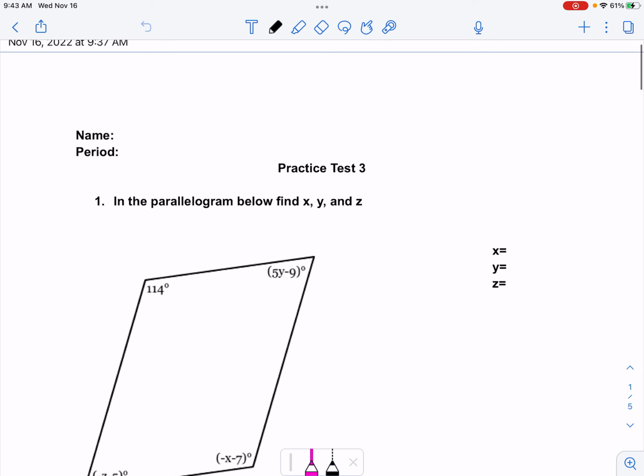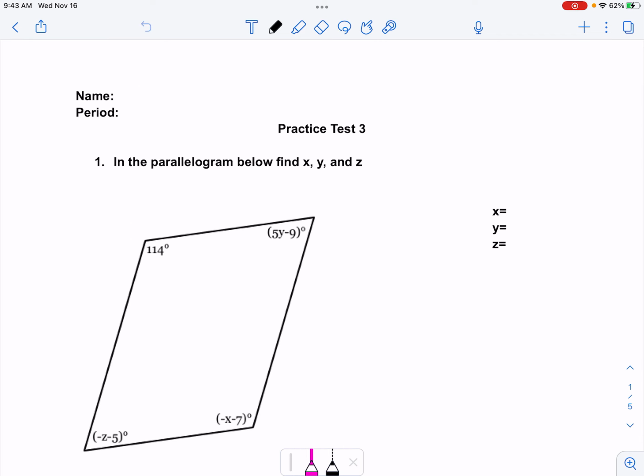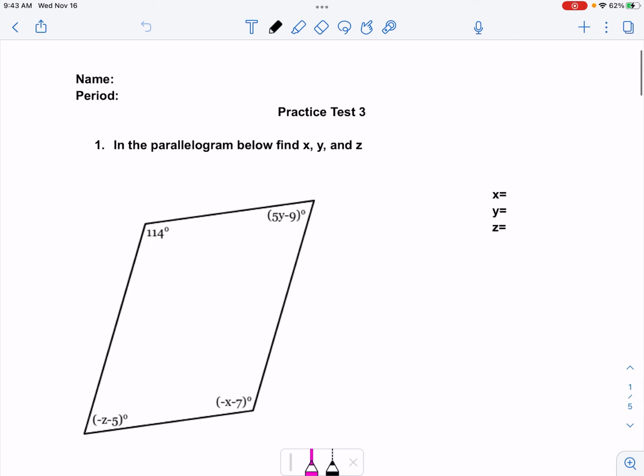Okay, welcome. We're going to do the practice test to prepare for our test tomorrow. It says in the parallelogram below, find x, y, and z. Since it's a parallelogram, we know something about the angles, and these are all angles, right? We're going to use the angle that we know, which is this angle here, 114, to find the missing angles.